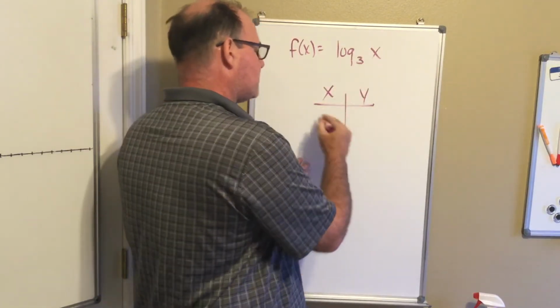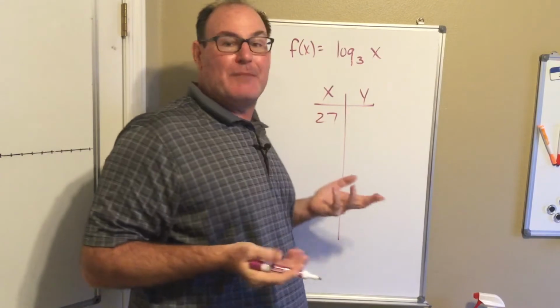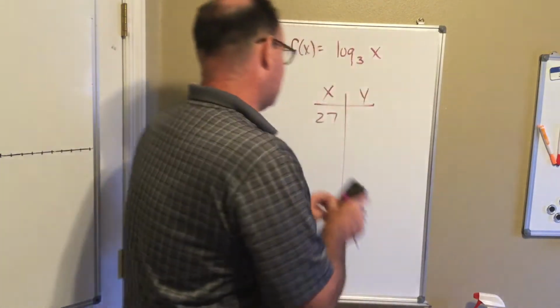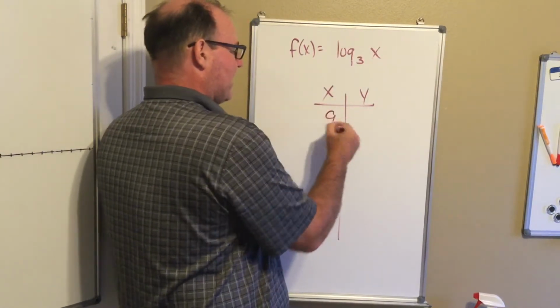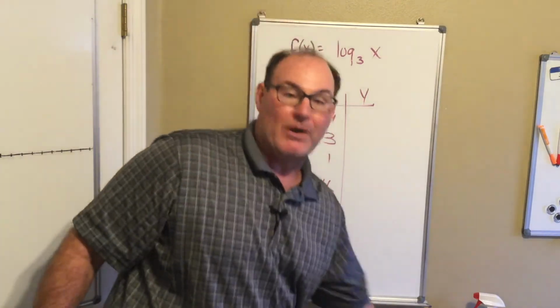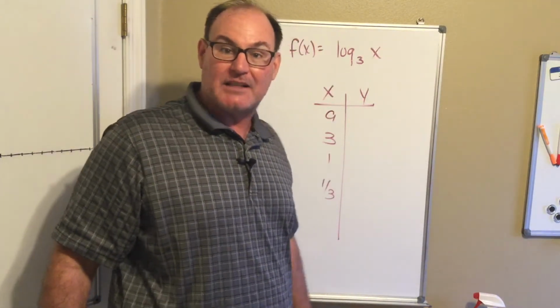Like before, I am going to pick powers of the base, which is 3. Now I could start with 27, and that would be great, but I don't have space on my board for that. So where I'm really going to start is with 9, and then 3, and then 1, and then 1/3, and those will be the points that I can pretty easily fit onto my grid.